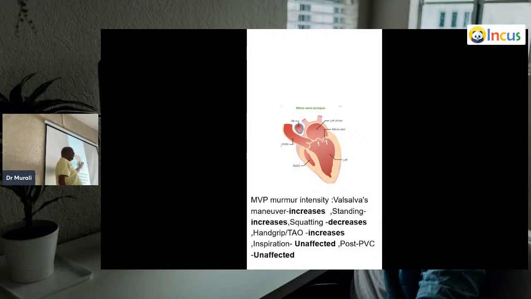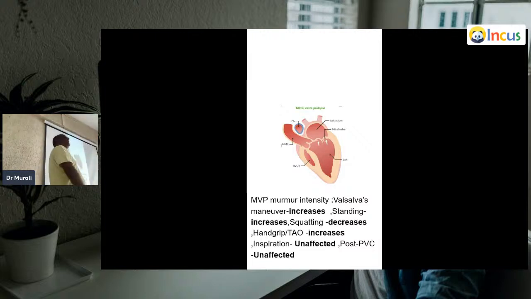Crowding will be more, sir. Crowding will be more, so the chance of prolapsing is high. That is the reason MVP murmur with Valsalva maneuver will increase. Agree? Then standing. What will happen with standing?